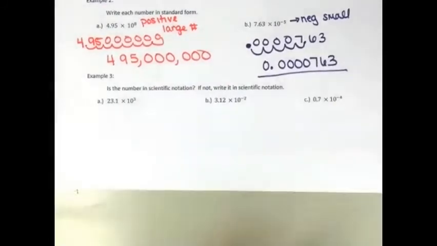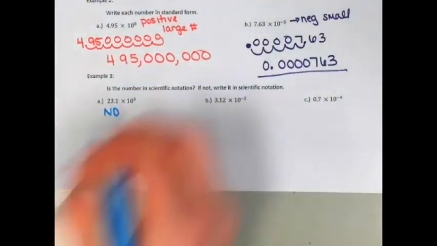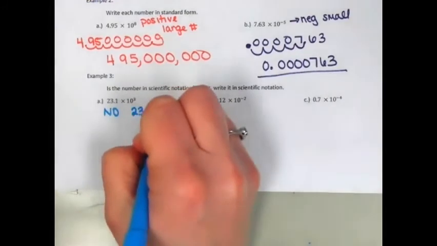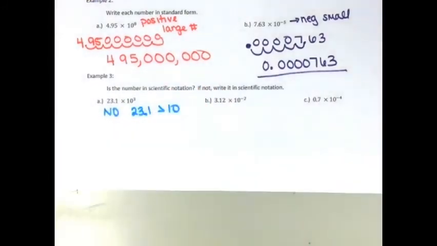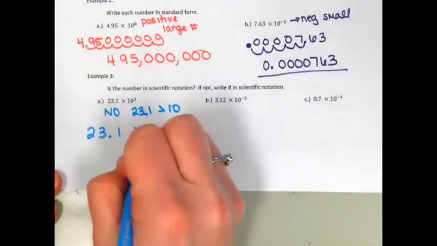Example 3, is the number in scientific notation? If not, write it. So is 23.1 times 10 to the 3rd in scientific notation? No. Why not? Because that's greater than 10. 23.1 is greater than 10, right? So now I'm going to go ahead and write this here for a second. 0.1 times 10 to the third.